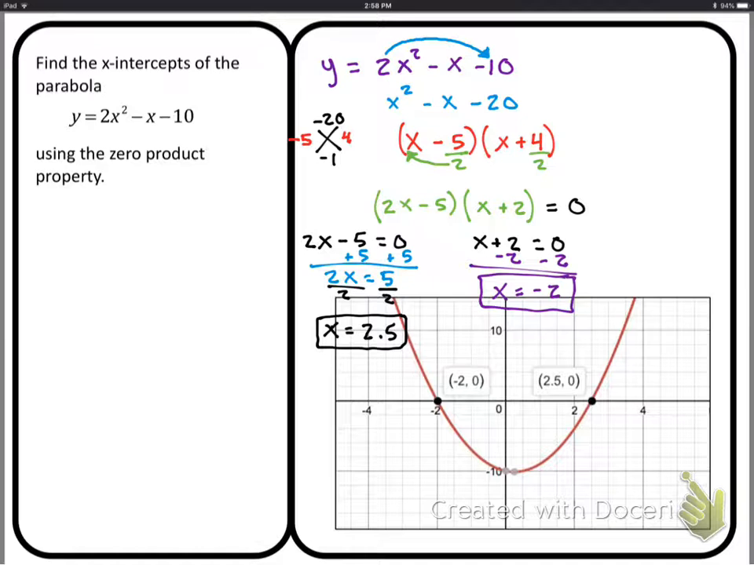And box that up. Again, that graph is there for you to confirm your answer, because this tells us an x-intercept, and this tells us an x-intercept. So negative 2 is one of our x-intercepts, and 2.5 is one of our x-intercepts.